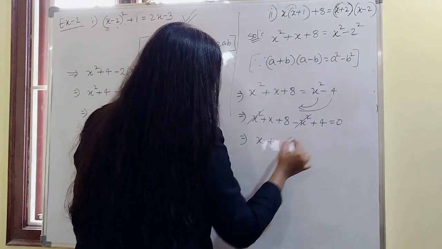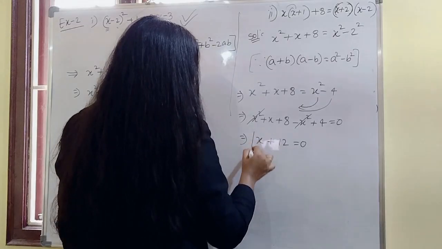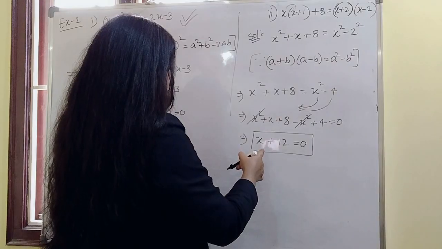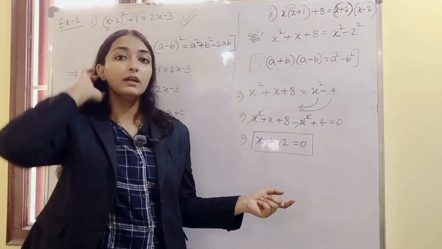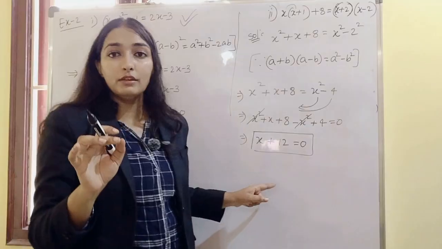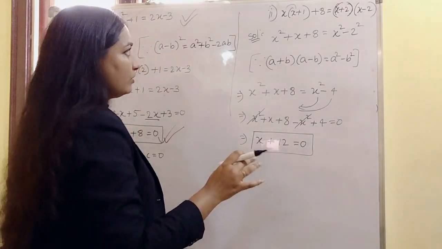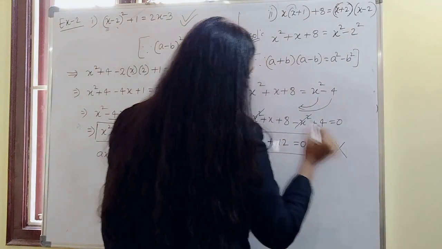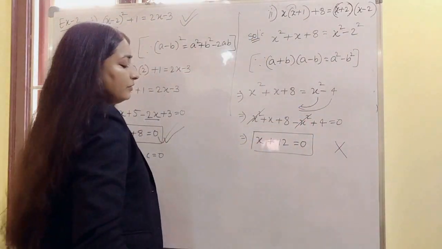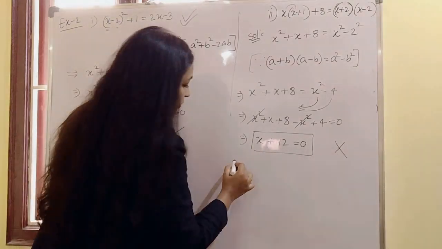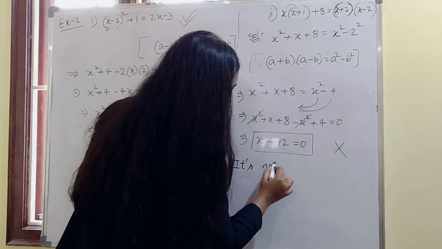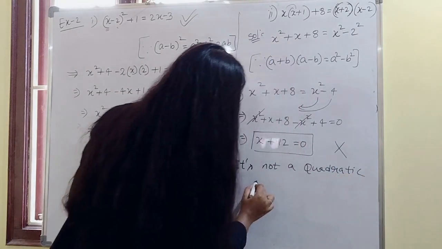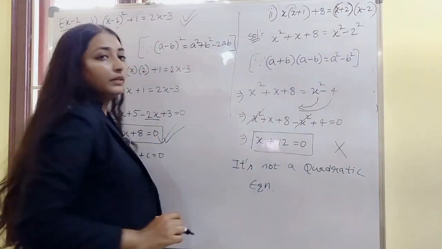x plus 8 plus 4, that is 12, is equal to 0. Look at this final expression. Is it in the form of ax square plus bx plus c is equal to 0? No, it is not in the form of ax square plus bx plus c is equal to 0. So the given thing is not a quadratic equation. Is it clear?